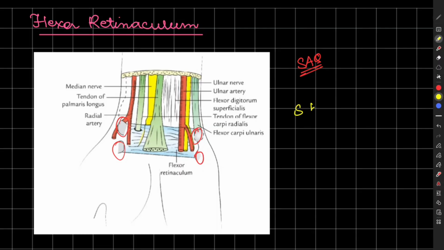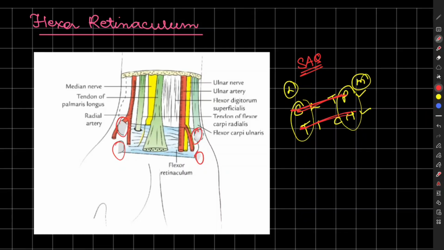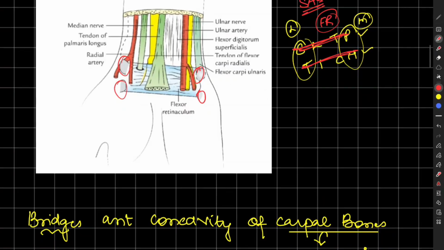Now, from the mnemonic, "she looks too pretty, try to catch her", you have already learned about the carpal bones. On the medial side, we have the pisiform and the hamate bone, whereas laterally we have the scaphoid and the trapezium bone. Now, the retinaculum or the band which bridges both these carpal bones is called the flexor retinaculum. This converts the carpal bones into a tunnel, and this tunnel is called the carpal tunnel.